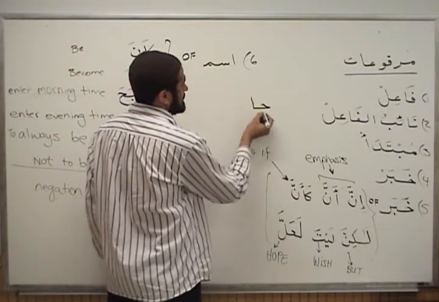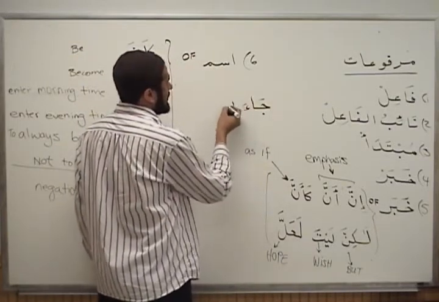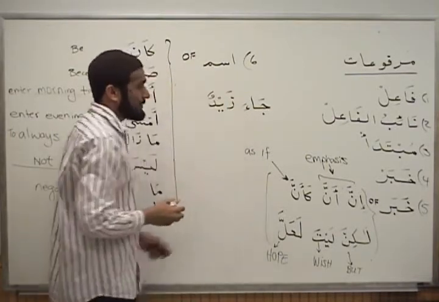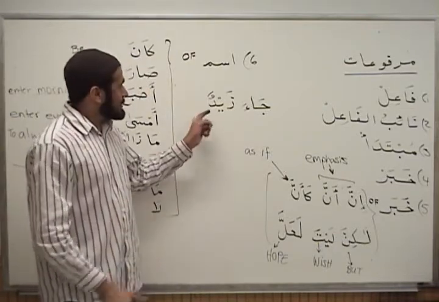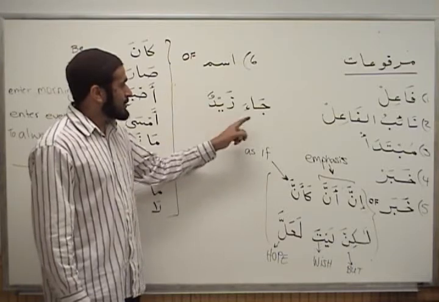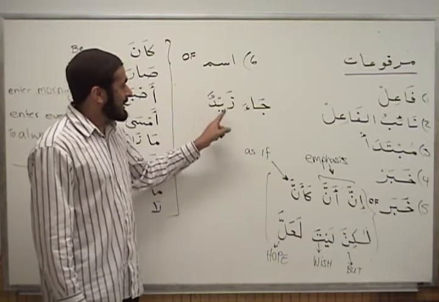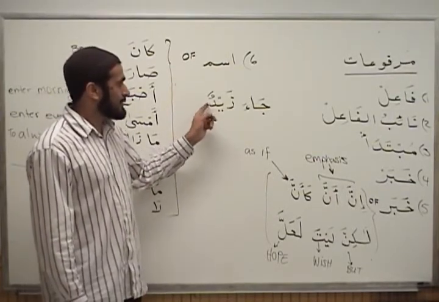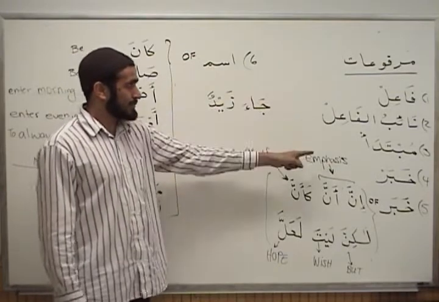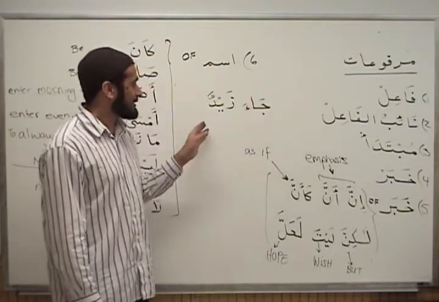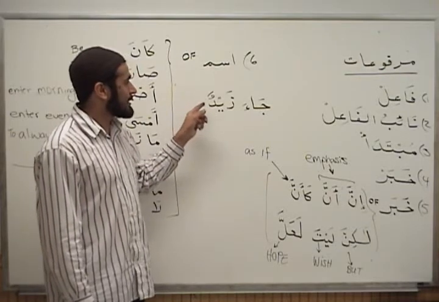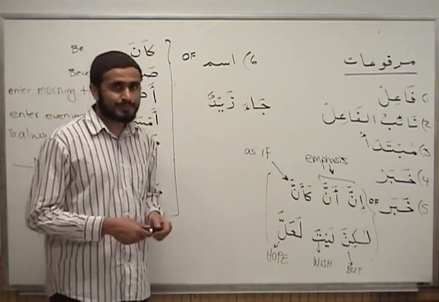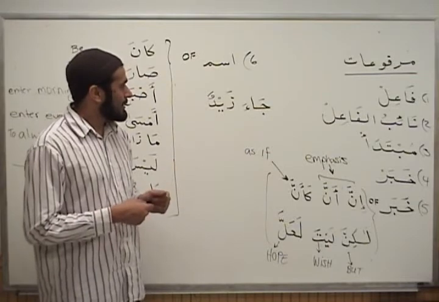For example, Ja'a Zaydun. Zayd came. Zayd in this instance is the doer of the action. Ja'a Zaydun, Zayd came. And the state of Zayd, or i'rab of Zayd, is raf'a. Why is that? Because it's fa'il. And fa'il is one of the marfu'at, one of the things that has raf'a. And since Zayd is the type of ism that has its raf'a manifested in the form of a dhamma, that's why it has dhamma here.